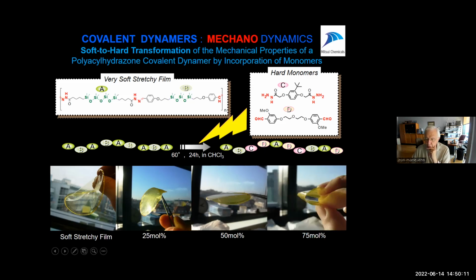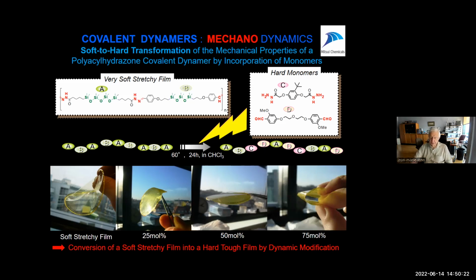And of course, you can go higher, even 75%. You keep plasticity, but it gets stronger and stronger. So one can convert a soft and stretchy film into a hard and tough film by simple modification, by dynamic incorporation of other monomers.